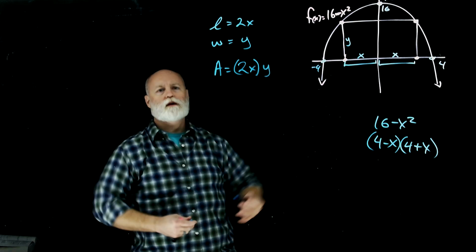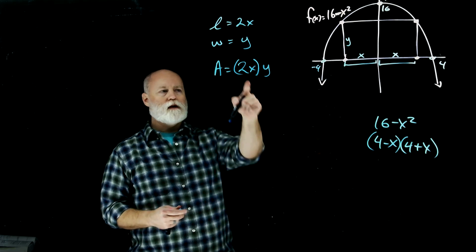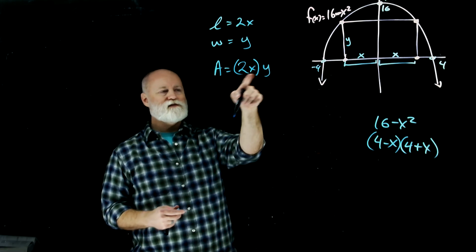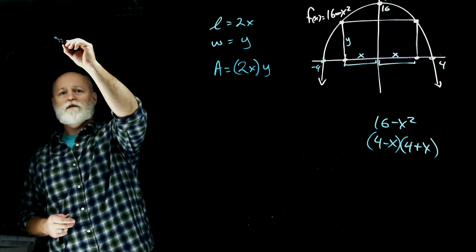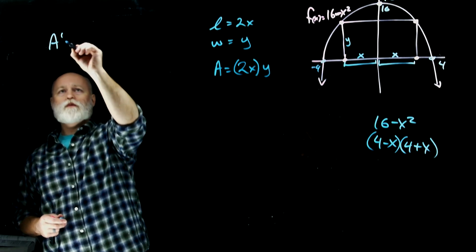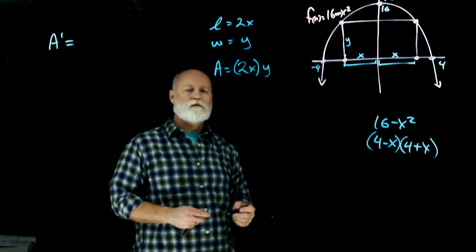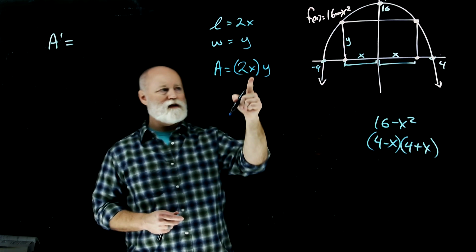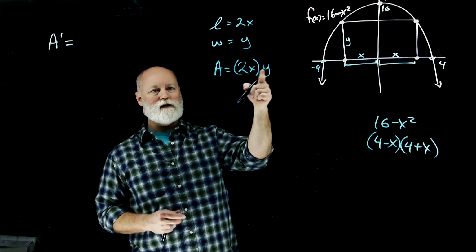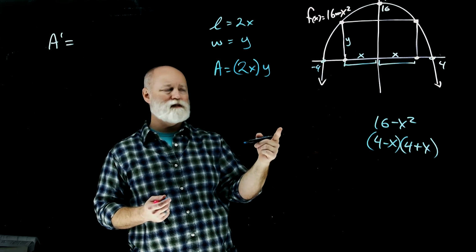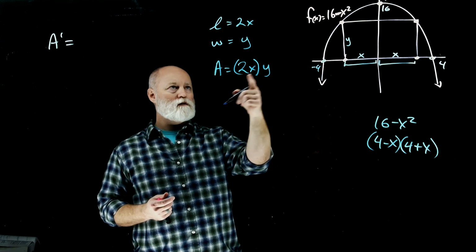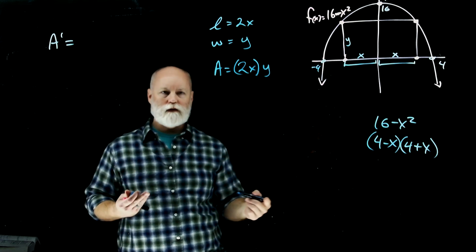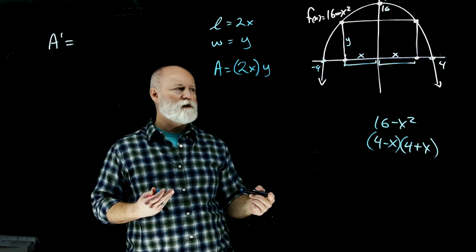Now we have the area equation. We know what we need to actually optimize. Here's our primary equation, and this is what we were searching for. What we want to do is find A prime. The problem with this is that we have an x and a y. Keep in mind, we could have also written this as L times W or 2L times W, however we define this. It's still going to work just fine.